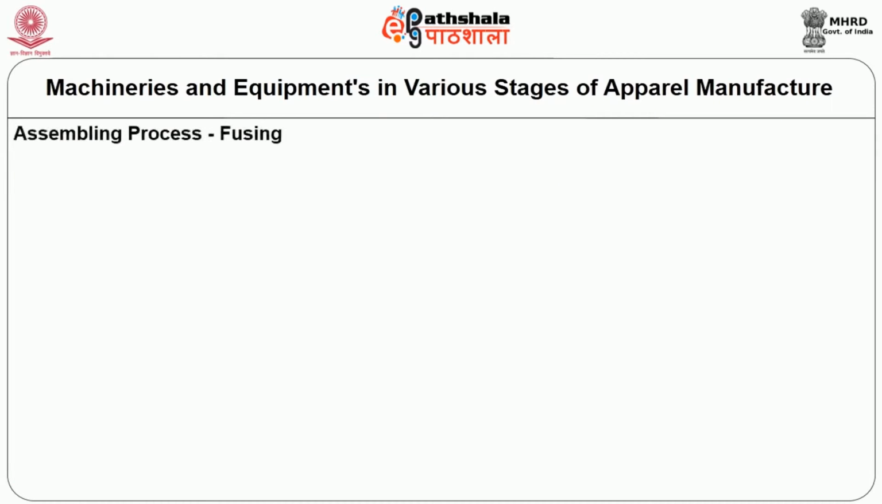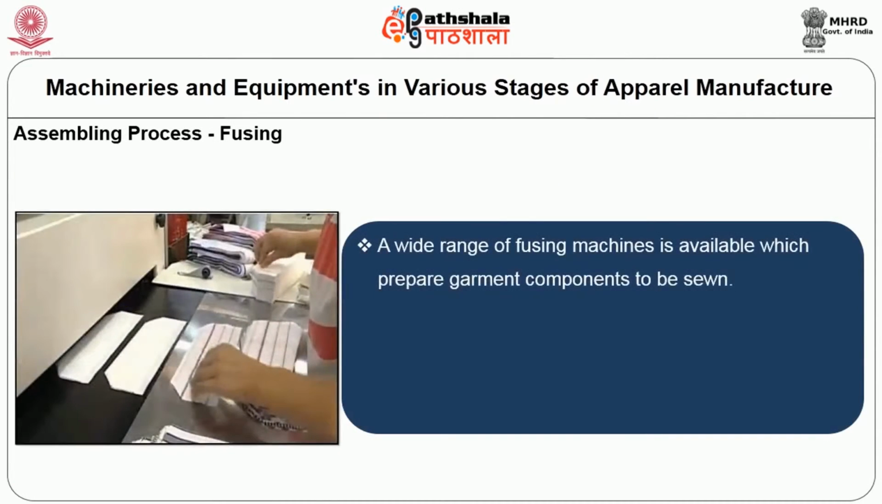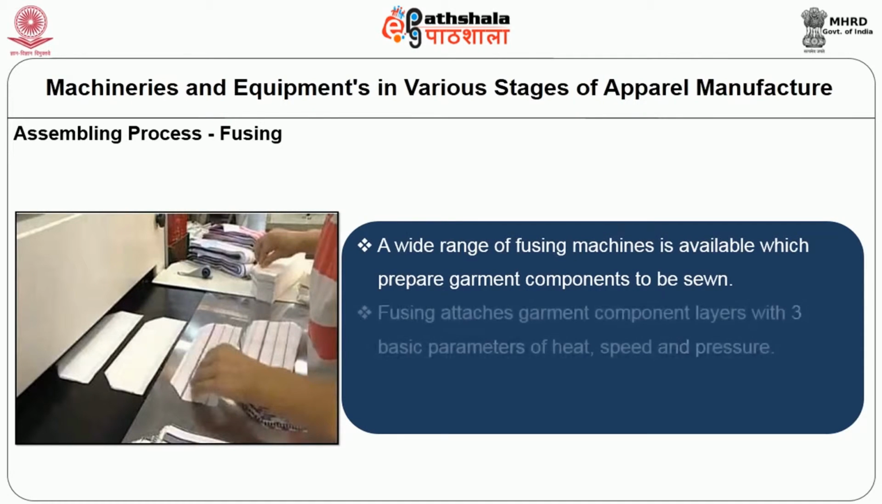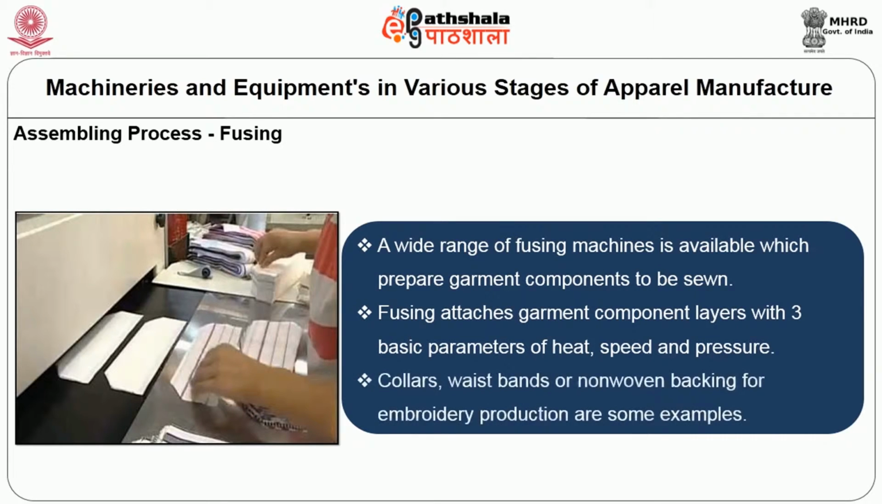So now let us have a look at the fusing machine. A wide range of fusing machines is available which prepares garment components to be sewn. Example is a collar. Fusing attaches garment component layers with three basic parameters of heat, speed, and pressure. So collars, waistbands, or non-woven backing for embroidery production are some examples, and that's a machine which helps us in fusing.